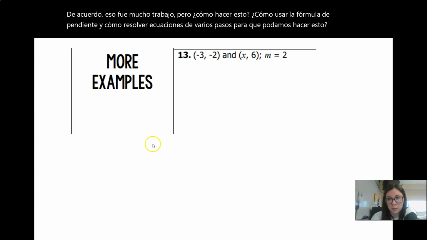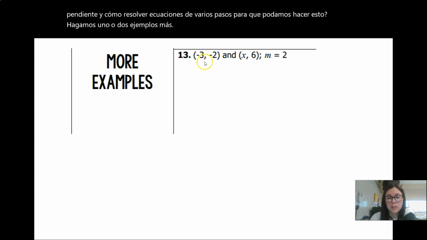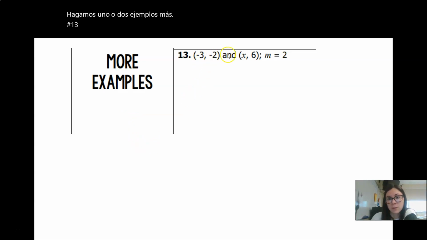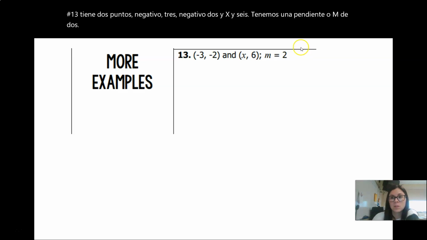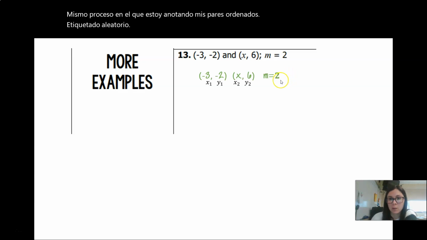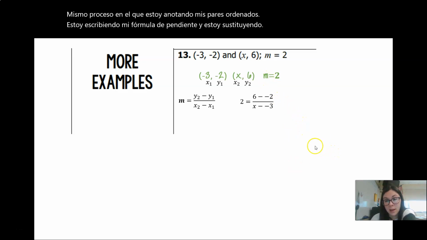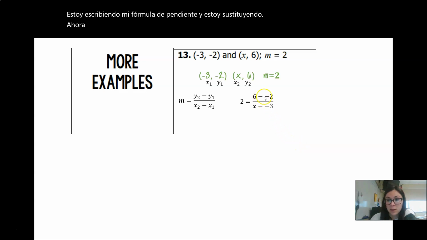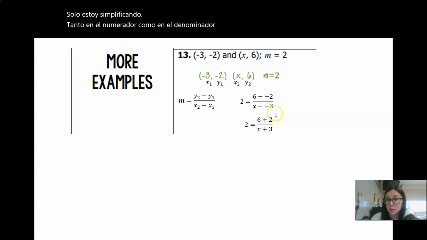Let's do one or two more examples. Number 13 has 2 points, (-3, -2) and (x, 6). We have a slope, or m, of 2. Same process. I'm writing down my ordered pairs, and I'm labeling. Okay, I'm writing down my slope formula, and I'm substituting. Now I'm just simplifying. In both the numerator and the denominator, I'm subtracting a negative, so that's going to become addition.